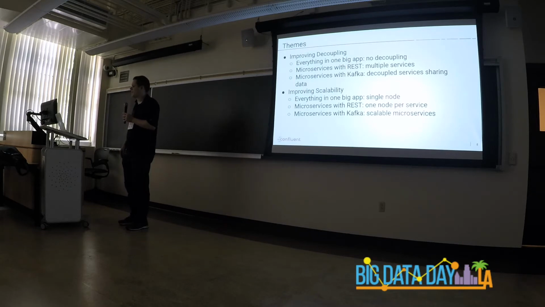And similarly, we could tell a similar story about improving scalability. When you have everything on one node, I hope I don't need to convince you that that's not very scalable. Having a single process on one node. Now, when you have REST, yes, you can have multiple nodes and one node per service. But when you have Kafka, you can actually scale even beyond that. And we'll talk a little bit more about that later, how that would work.